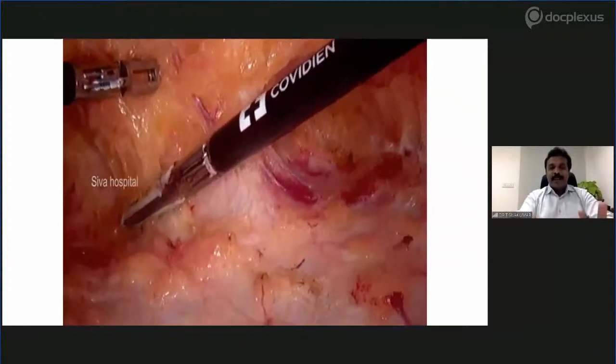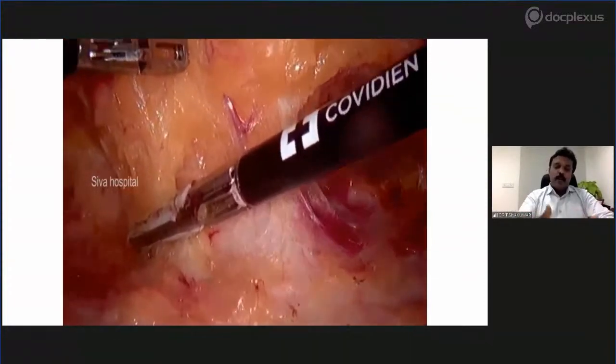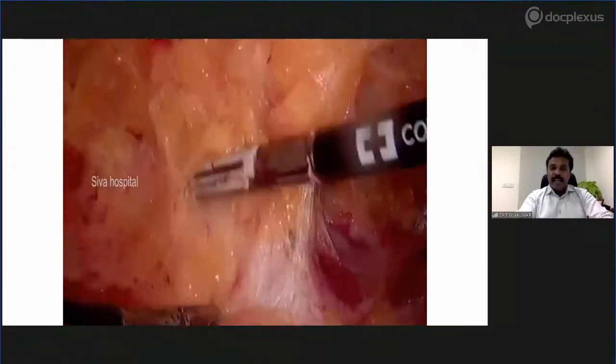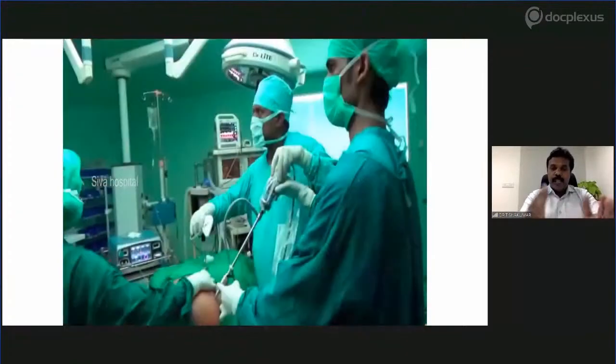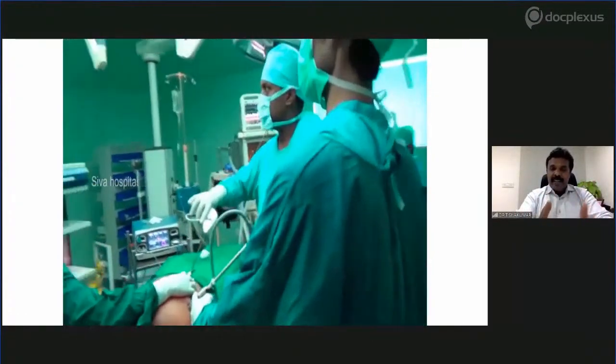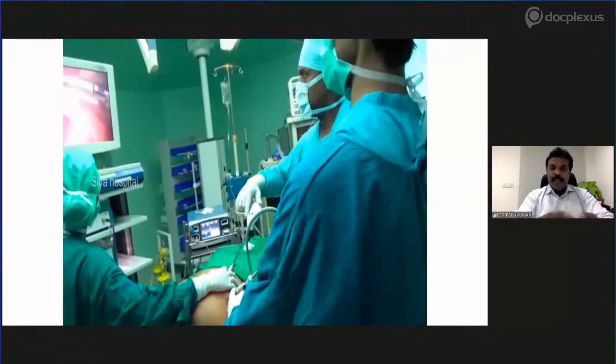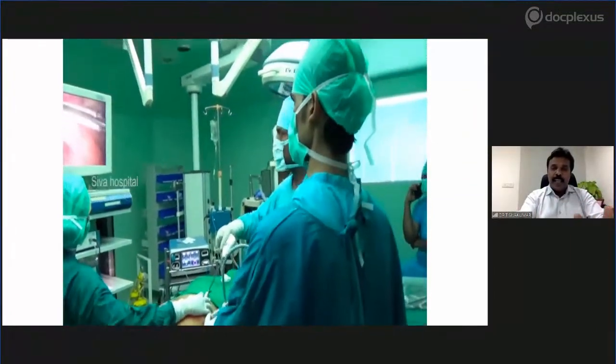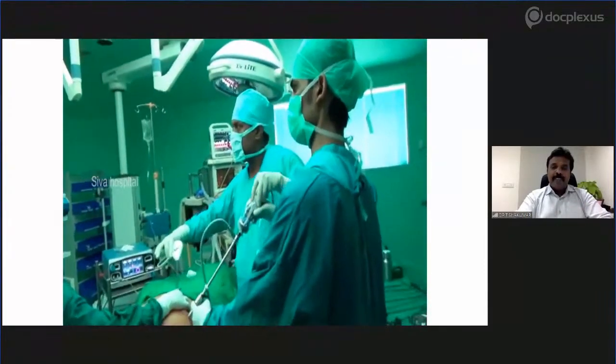In the first case I was fearful; now I use hook or bipolar scissor, whatever is available. Now I have created a plane in the subcutaneous plane. You can see the umbilical tube coming, that is the hernial sac. This is the plane in which I'm working.